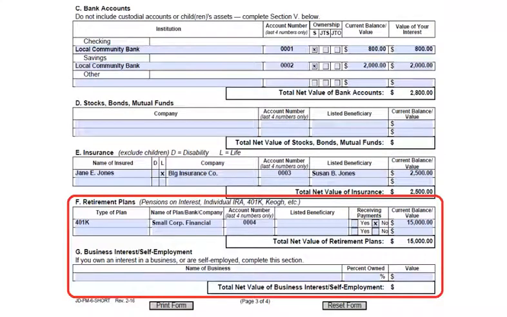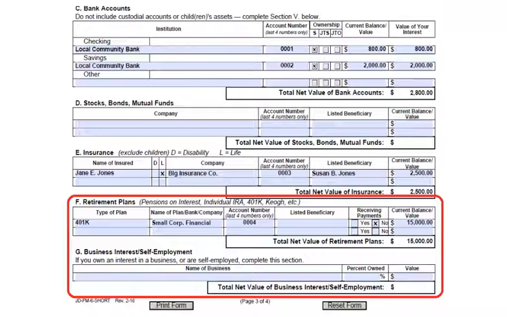Part F of this section deals with retirement plans. In the first column of the first line, enter the type of plan, such as pension, 401k, or IRA. In the second column, enter the name of the bank, company, or institution that holds the account. In the column labeled Account Number, enter the last 4 digits only of the account number. Once again, do not enter the entire policy account number.